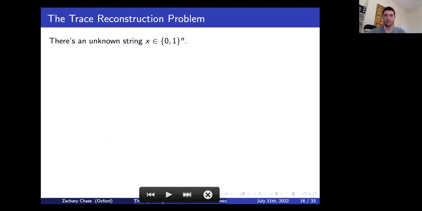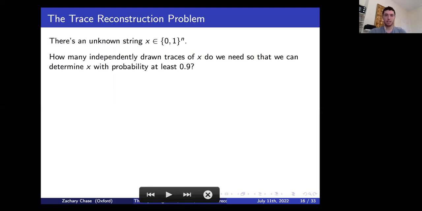There's an unknown string x of length n. And the question is, how many independently drawn traces of x do you need so that you can determine x with probability at least 0.9?